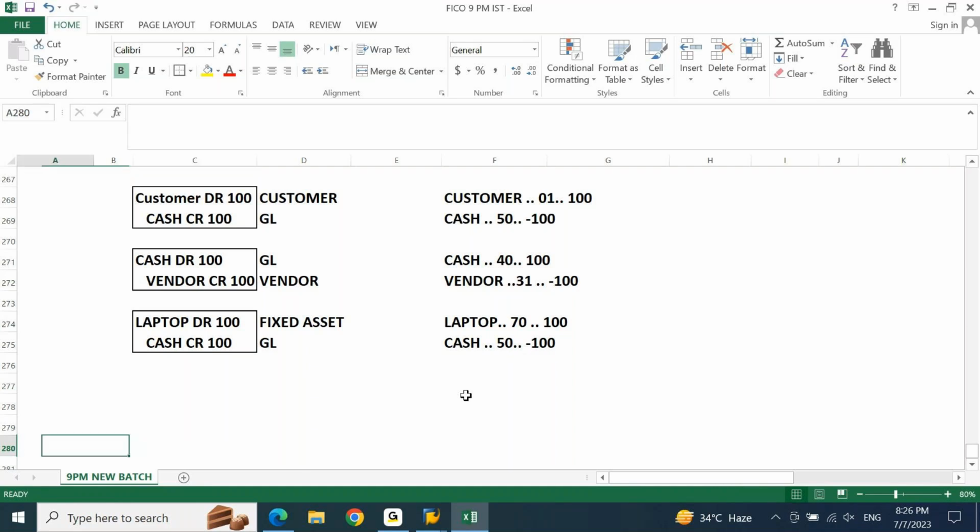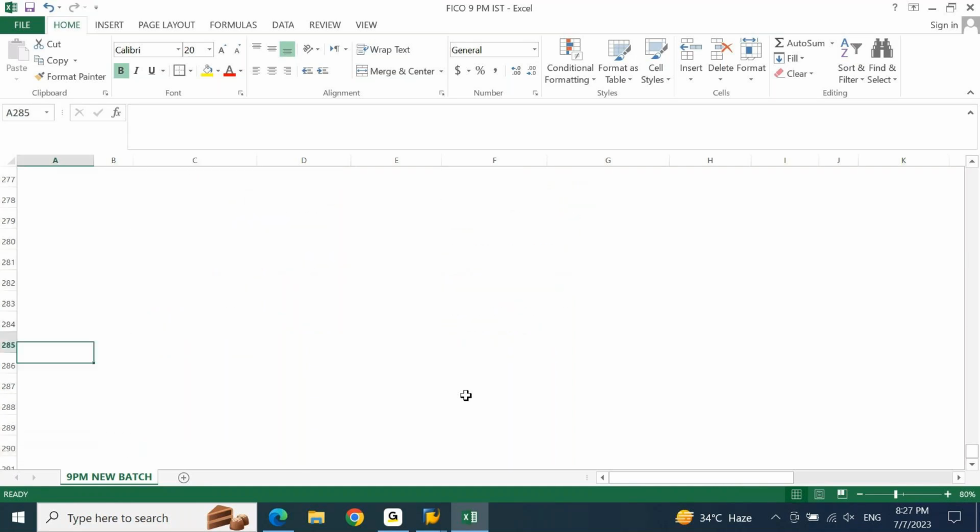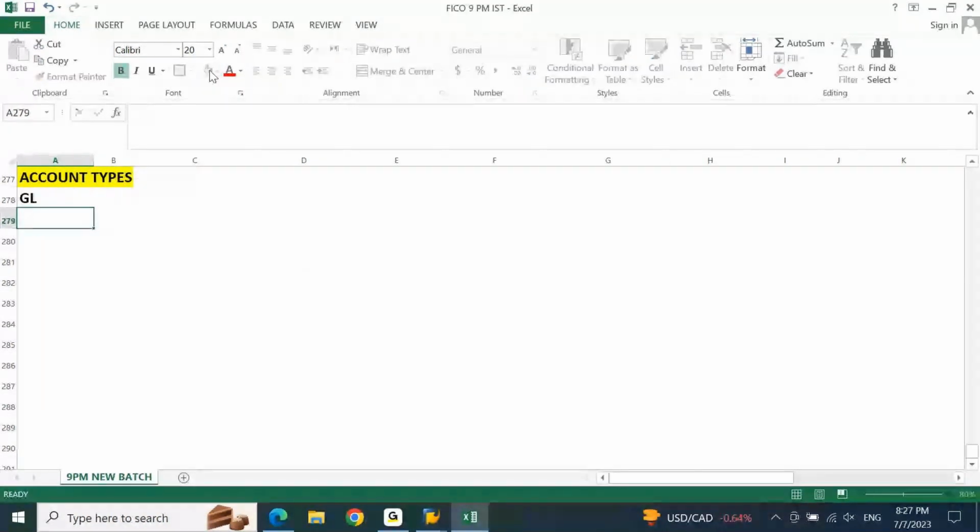All right. So next one, again account types. Now we will be using this term frequently, but in different contexts and with different meanings. Now, whatever account types I have written: GL, customer, vendor, fixed asset.